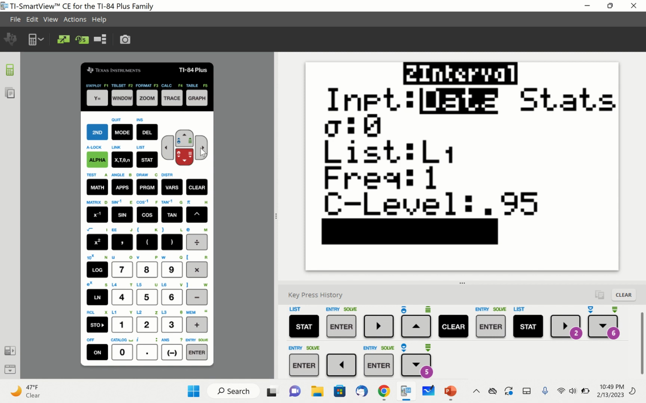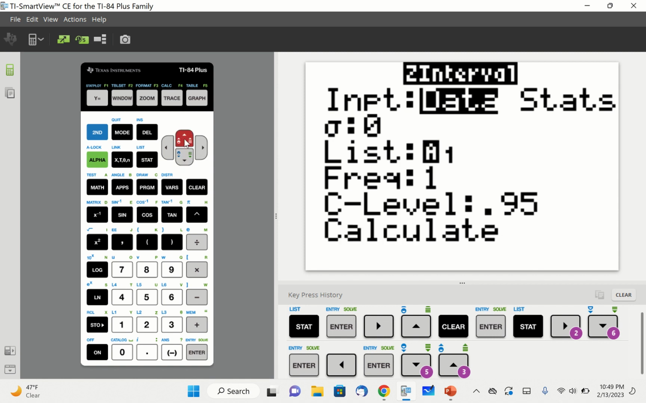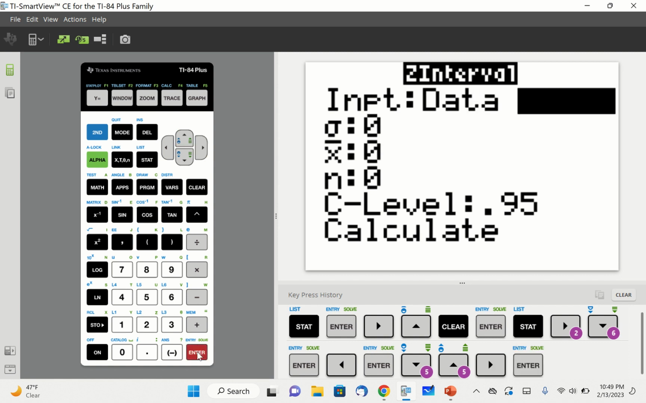Now the second option would be if instead of the data, you have stats given, statistics. So you would select stats, let's enter on that, and the screen will change. You would need to enter different parameters. So you would enter population standard deviation again, but this time you will have all these statistics given. So you will enter the sample mean, sample size, confidence level, and then calculate.